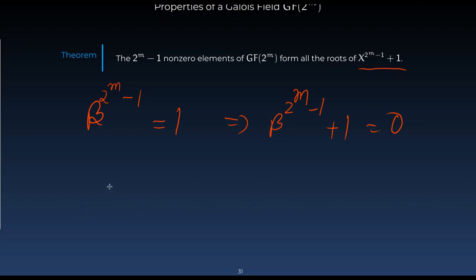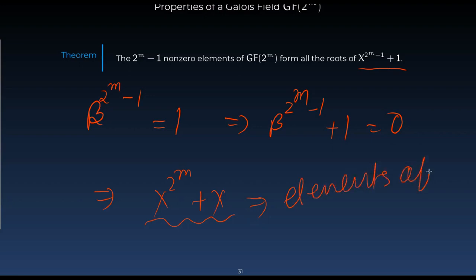In other words, we have considered only non-zero elements here, but another corollary is that for x^(2^m) + x, the roots of this polynomial give us all the elements of GF(2^m).